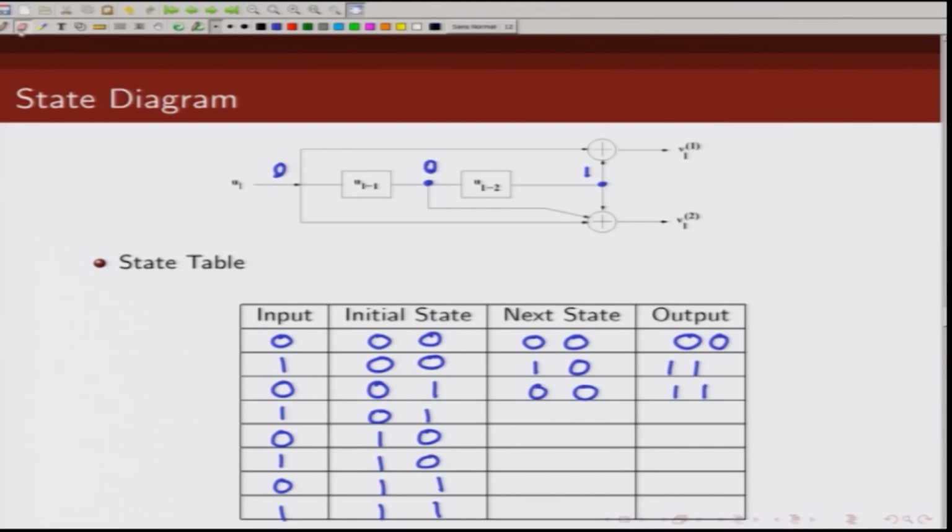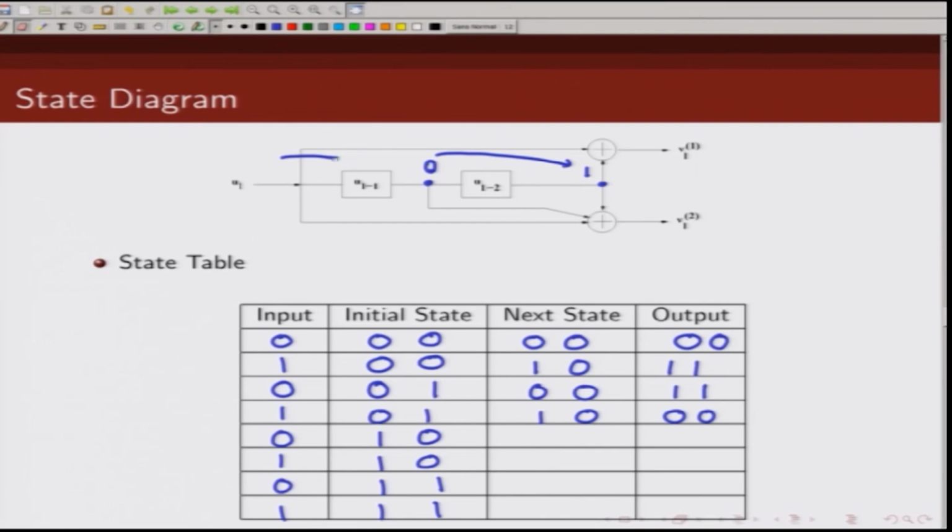Next, if the initial state is 0, 1, but the input is 1. So, in that case, the next state would be this 0 will move here and this 1 will move here. So, next state would be 1, 0, and what is the corresponding output? This will be 1 plus 1, that is 0, and this will be 1 plus 0 plus 1, that is again 0.